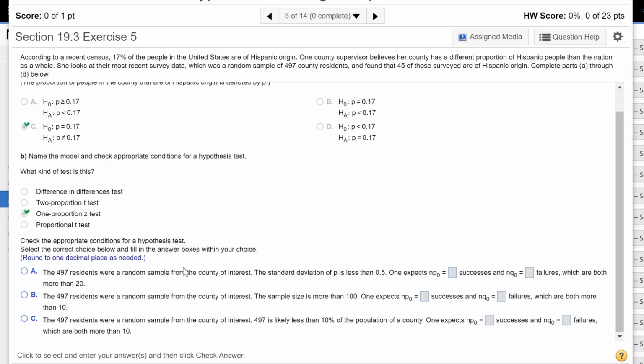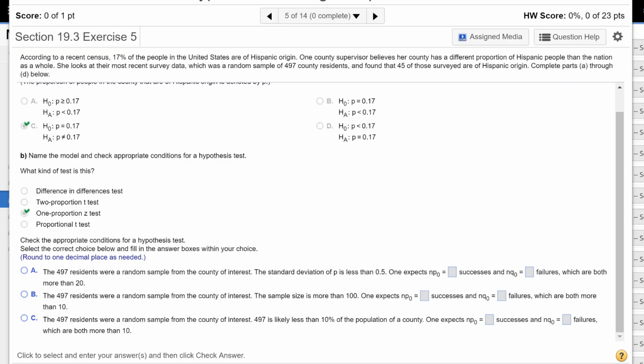Okay, now check the conditions. Now remember the conditions, we need to make sure this came from a random sample, and I believe it says in the problem that there was a random sample of 497 county residents. So random sample. We have to make sure the sample isn't too big. This text uses a 10% benchmark. So the sample can't be greater than 10% of the population. This is generally not a problem with our sampling, right?